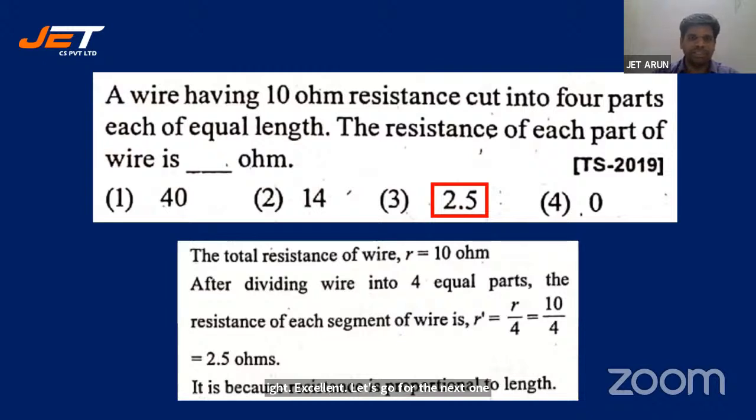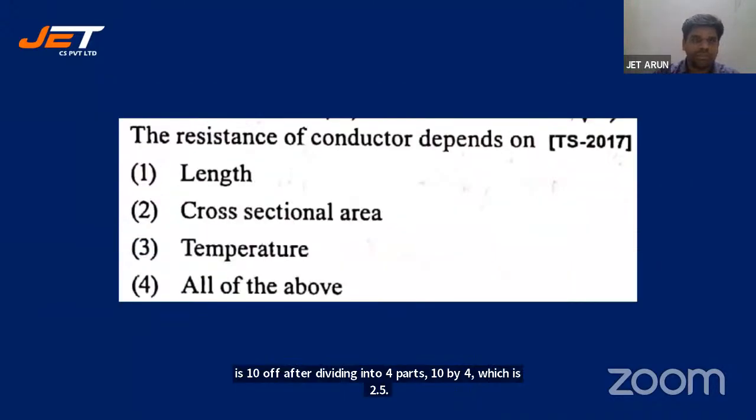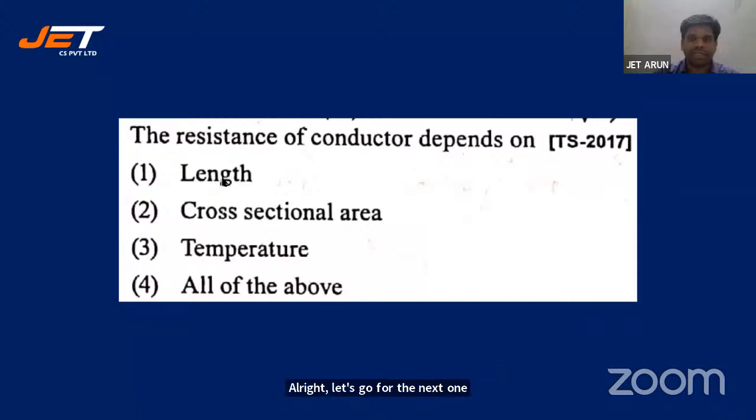Okay, here is the explanation. Total resistance of the wire is 10 ohms. After dividing into 4 parts, 10 by 4, which is 2.5. All right, let's go for the next one. The resistance of the conductor depends on length, cross-sectional area, temperature, all the above.